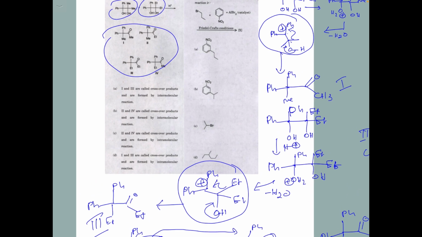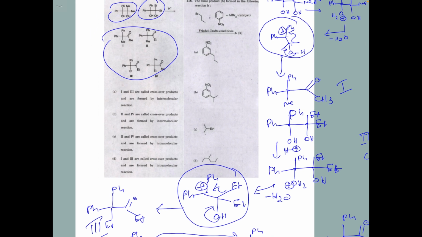Now we will read the statement. 1 and 3 are crossover product and are formed by intermolecular reaction. We have found 2 and 4 only as crossover product here. So option A is not the answer. 2 and 4 is the crossover product and are formed by intermolecular reaction. So option B is the correct.